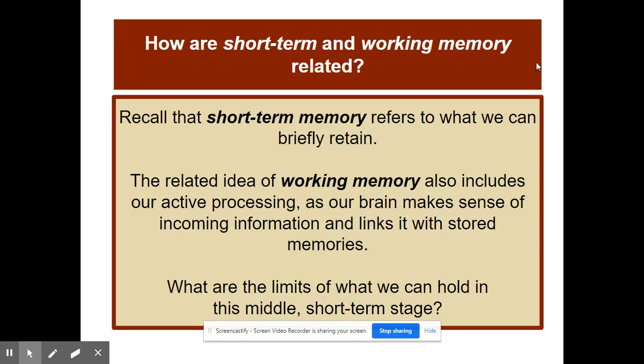How are short term and working memory related? Short term memory refers to what we can briefly retain. Working memory is also that process, but we're recalling it from long term memory. In our working memory, we're limited to about 7 items. It fades from 10 to 30 seconds if nothing's done. Have you ever heard the phrase "in one ear and out the other"? That is our working memory. Memories stay with us for longer, but not permanently, are stored into what is called working memory.